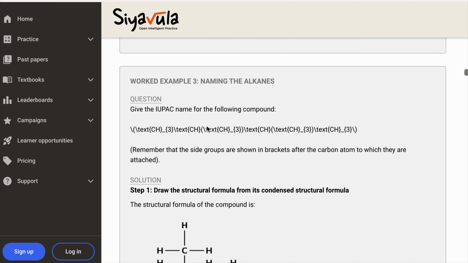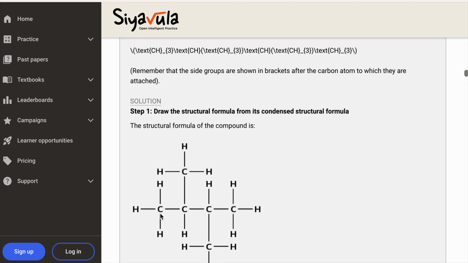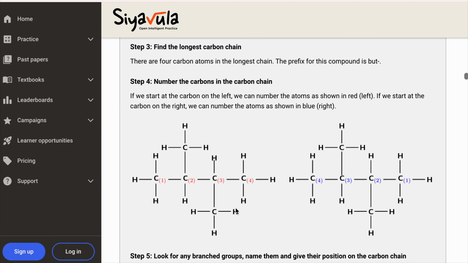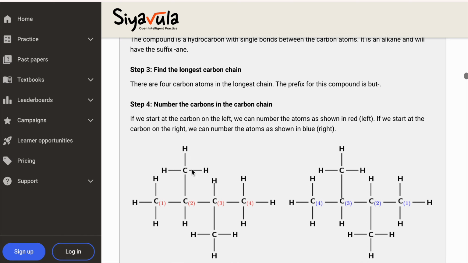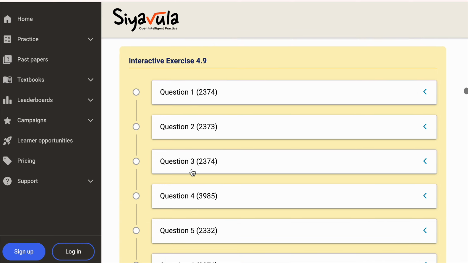IUPAC name for the following: CH3, CH3, CH. 1, 2, 3, 4. So we will write 2, 3. It means at the second and third carbon there is a methyl group attached. So 2,3-dimethylbutane. Okay, I understood this. Now I am clear about this naming. Let's proceed to alkenes.